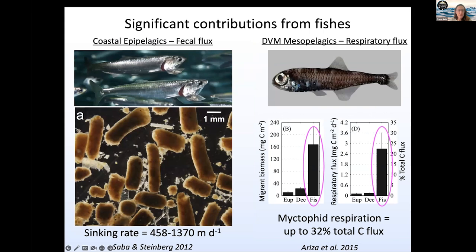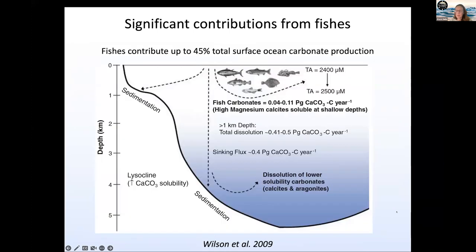So here's an example of the fecal flux. This was a study done by myself and my PhD advisor, Debbie Steinberg, where we measured sinking rates of northern anchovy fecal pellets and carbon content, so we could get an estimated carbon flux there. Here's one example of a study looking at diel vertical migrating mesopelagic fish. So that respiratory component, where here's the migrant biomass. There's a very high biomass of mesopelagic fishes that are migrating. And then they have a pretty high contribution of total carbon flux through that respiratory component. So those are the types of studies that we combined for that.